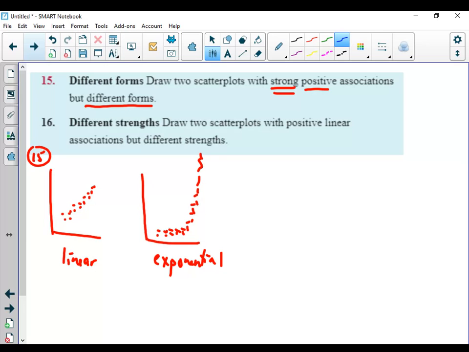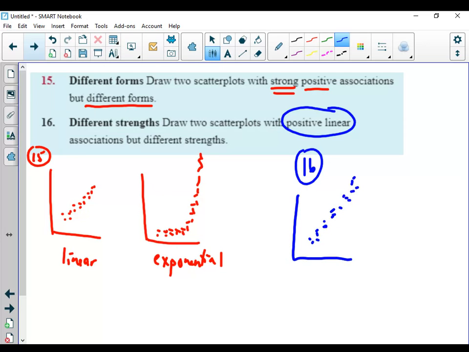16 hopefully was a little bit better because they wanted two positive linear ones, but this time they had different strengths. So maybe make one that's strong, just like we did a second ago, one that's close together going up. But the second one, maybe make it weak. So maybe you still have a linear situation, they're just more spread out.